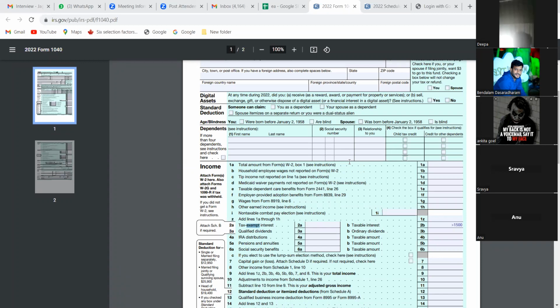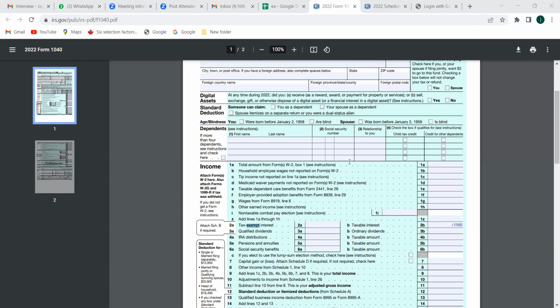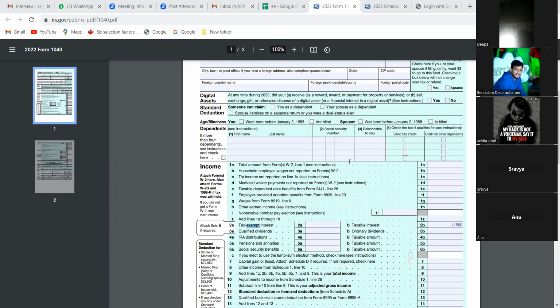Then you gave certain examples of exempted interest. One of the examples was, if we are getting interest on state or local or municipal bonds, then it will be exempted interest. But if you are getting interest from federal bonds, that would be taxable. Similarly, interest on the fund is also taxable.